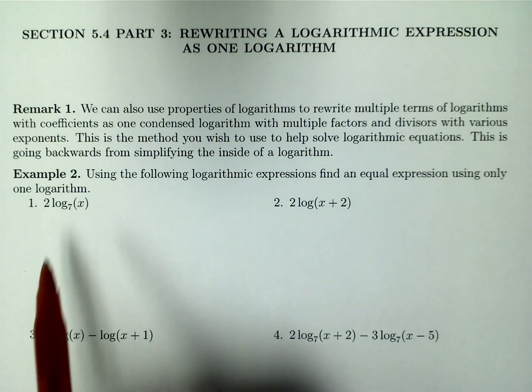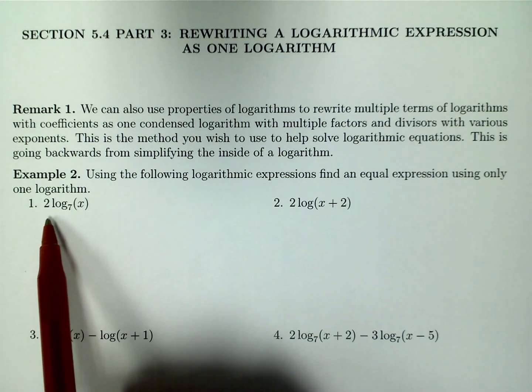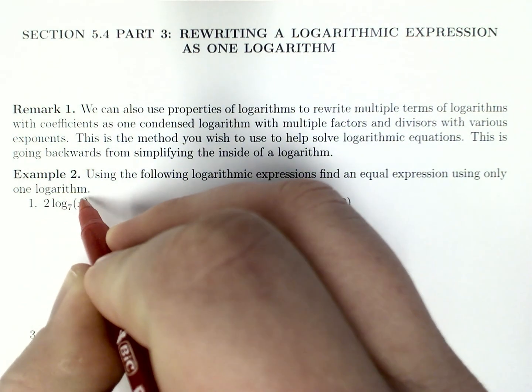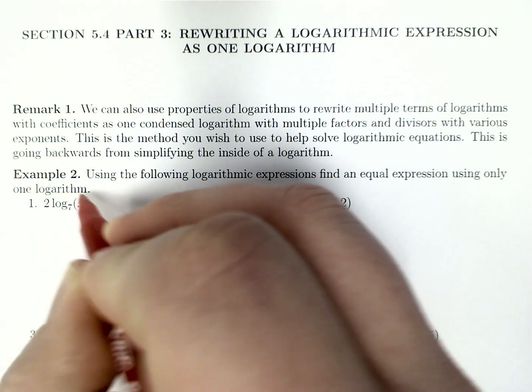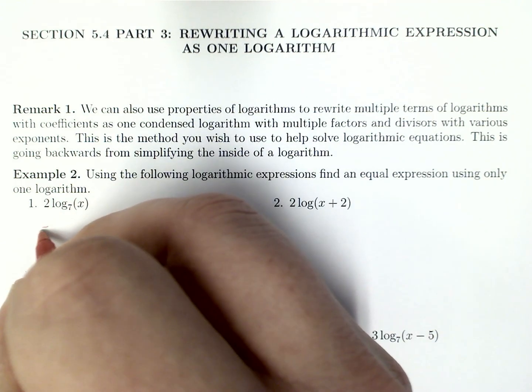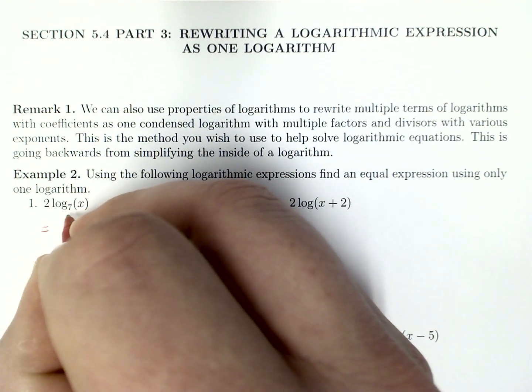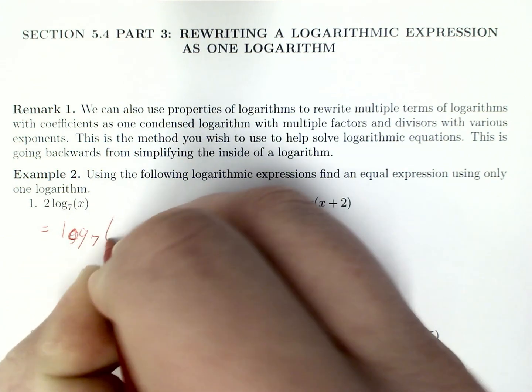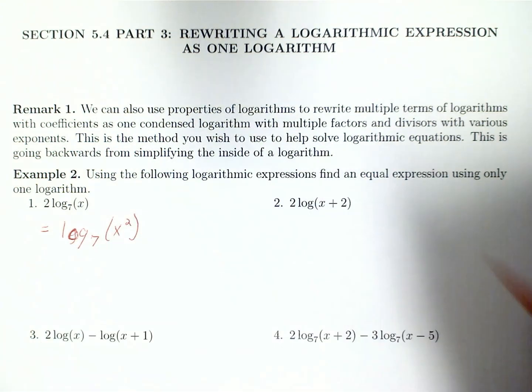So, for example, if we had something like 2 log base 7 of x, the last thing we would do before is take the exponents and put them out in front. This time it's going to be one of the first things we do. So 2 log base 7 of x is the same as log base 7 of x squared.